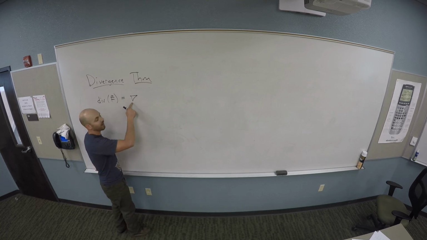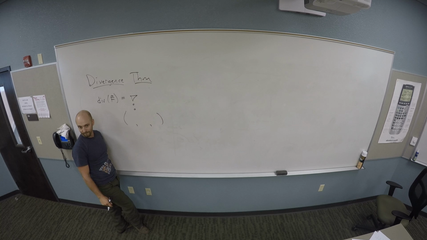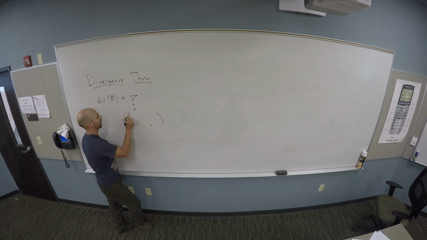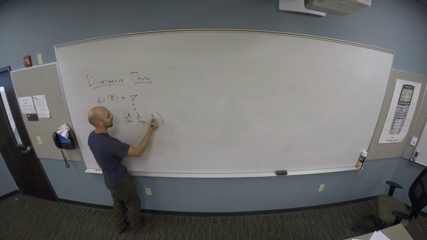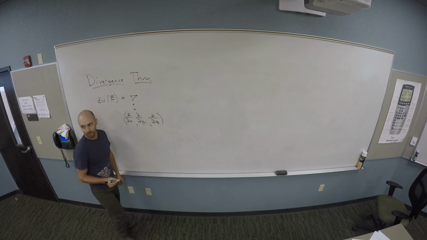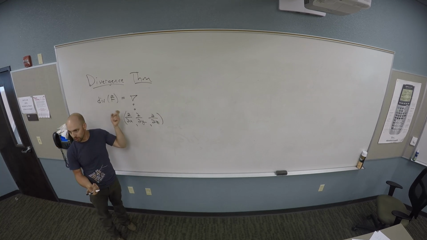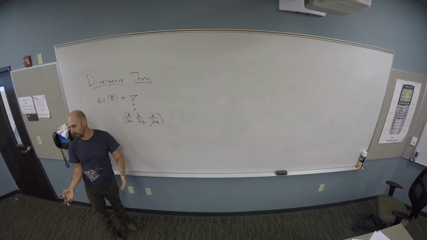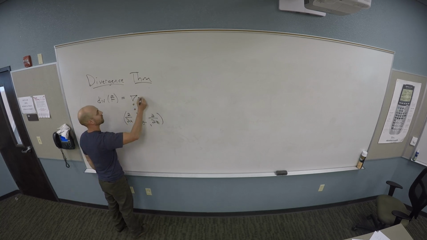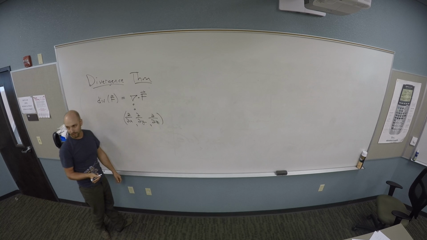So this thing is the vector made of the partial with respect to x, the partial with respect to y, and the partial with respect to z. If I'm going to do this to a vector field F, there are two things I could do. Since F is a vector, I could either cross it, which is a curl, or I could dot it and get a divergence. So I'm going to take a dot product with the vector field F to get this thing.